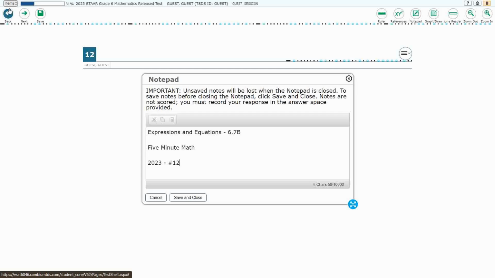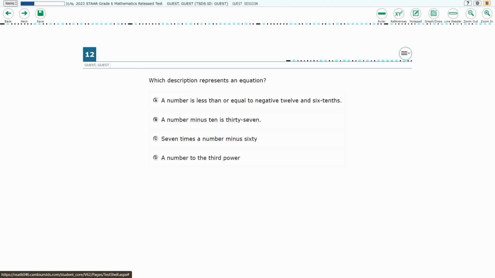Today we are looking at the 6th grade concept of expressions and equations. This is standard 6.7b in the great state of Texas, and we are using item number 12 of the 2023 released STAAR test. If you haven't done so already, please go ahead and take a moment to pause the video, work this problem out on your own, unpause it, and we will look at our answers together.